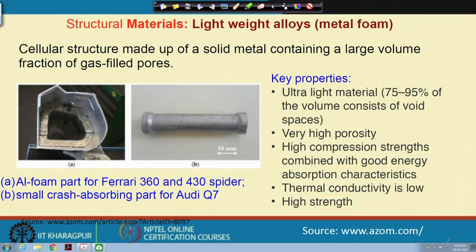So, that is why we choose these lightweight alloys for structural purposes, and also metallic foam for any kind of energy absorption purpose or also for construction.